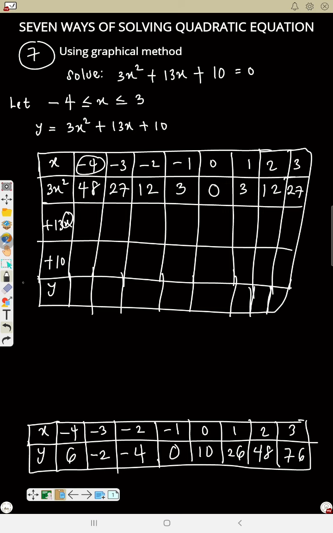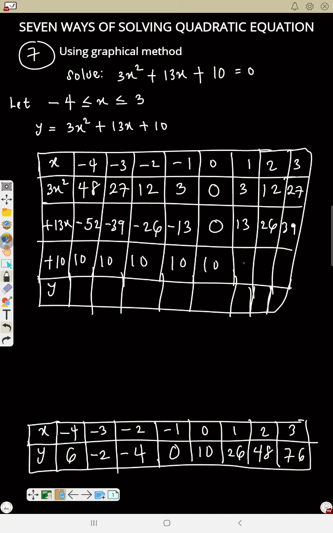Now put the x values here also. So just multiply -4 times 13. That should be -52. Then -3 times 13 is -39. -2 times 13, -26. -1 times 13, -13. Then 0. 1 times 13 is 13. 2 times 13, 26. 3 times 13 is 39. Now this constant term, you will repeat it throughout. This is another way we can form the table.